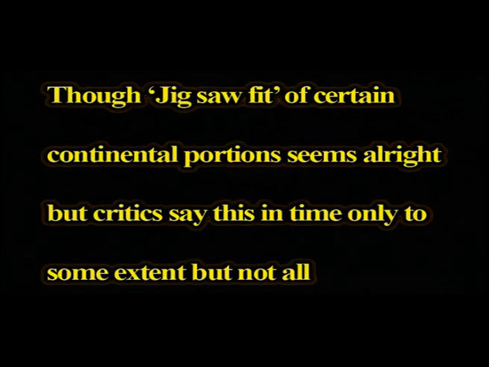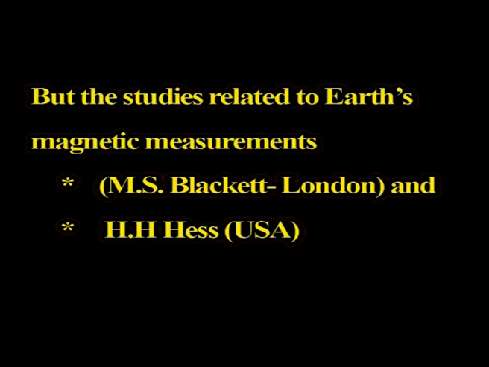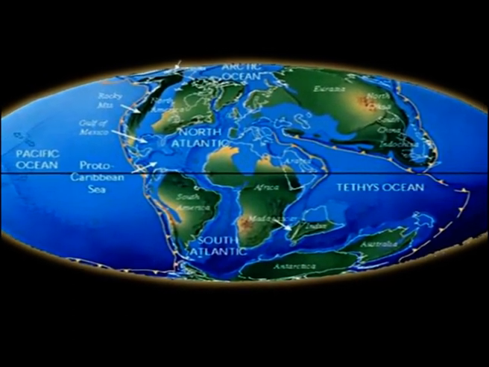The third argument against the continental drift theory by Wegener is that though the jigsaw fit which we saw recently of certain continental portions seems all right, critics say this is true only to some extent but not all. The fourth argument against the theory of continental drift is that there are criticisms also on the time and directions of the drift. But the studies related to Earth's magnetic measurements by eminent scientists like M.S. Beckett of England and H.S. of USA from Princeton University, who have done the study of the split of Asia and Africa along with fossil magnetism and the spread of ocean floors respectively, have given support to the theory of continental drift.